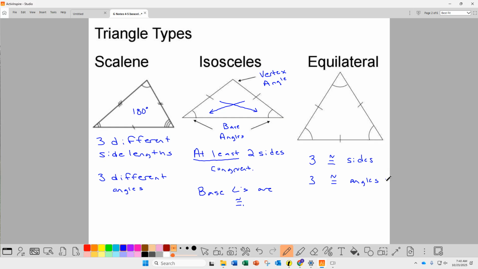Now, the thing about an equilateral triangle is that the angles are always the same, because they're always taking that 180 that you start with every single time inside of a triangle and dividing it evenly 3 times. That means the angles inside of an equilateral triangle are always going to equal 60 degrees every single time. You should not have to figure that out. Just set them equal to 60.